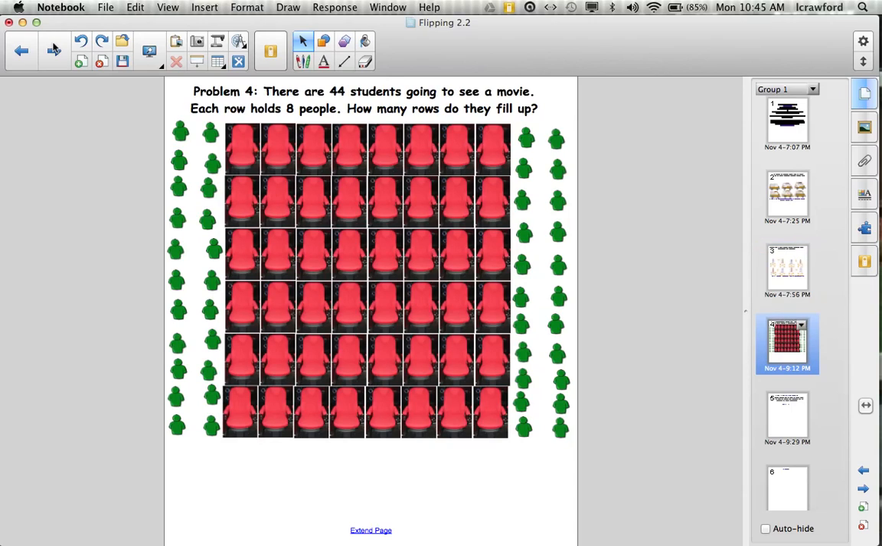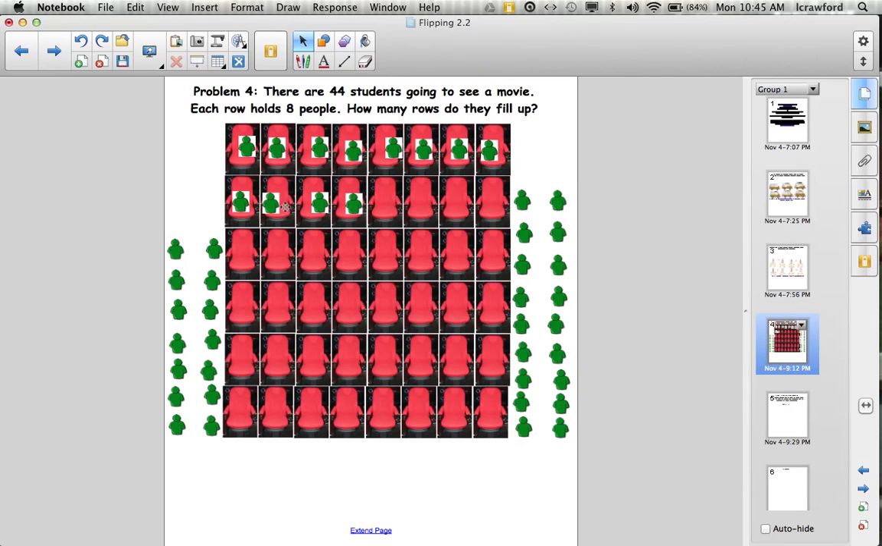In problem number 4, there are 44 students going to see a movie. Each row holds 8 people. How many rows do they fill up? Well, let's start filling our rows. Our first row holding 8 kids. Our second row also holds another 8, and 8 times 2 we know is 16.